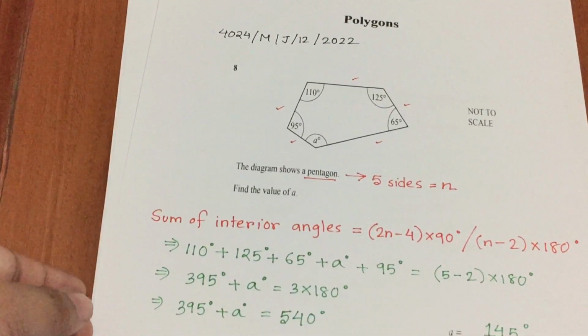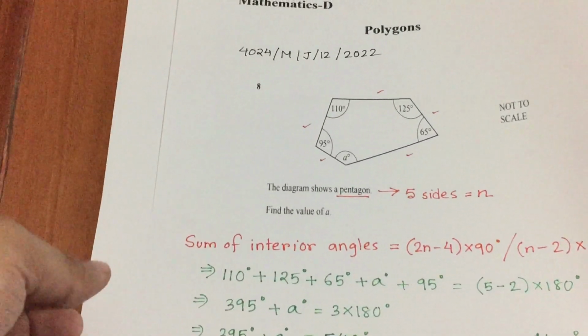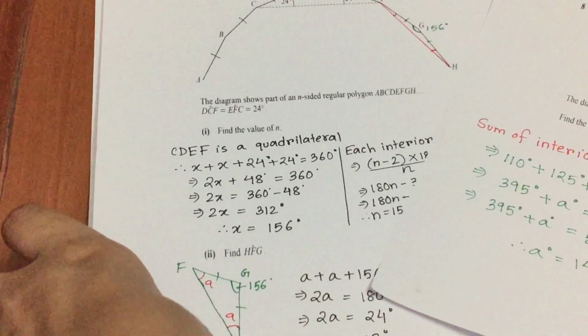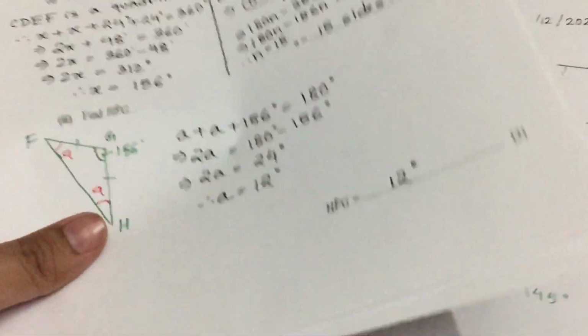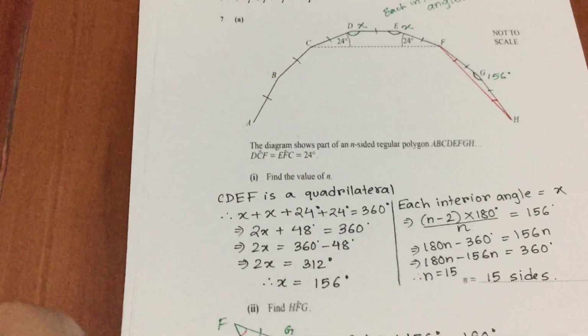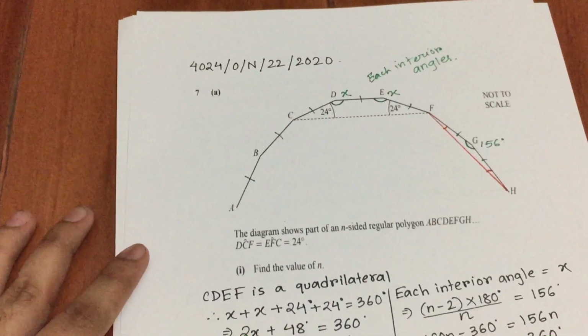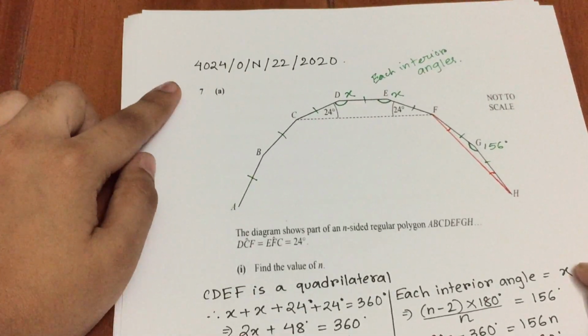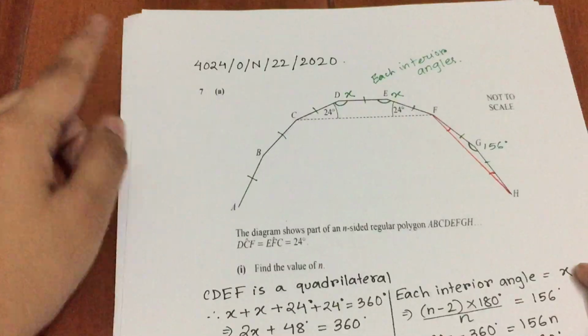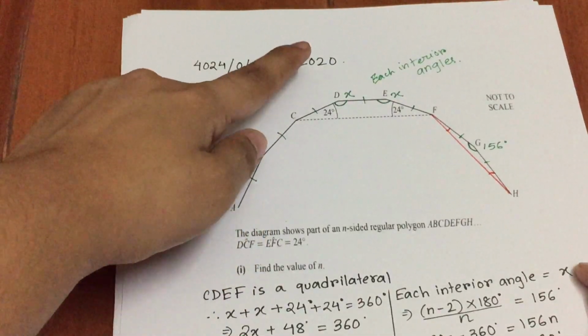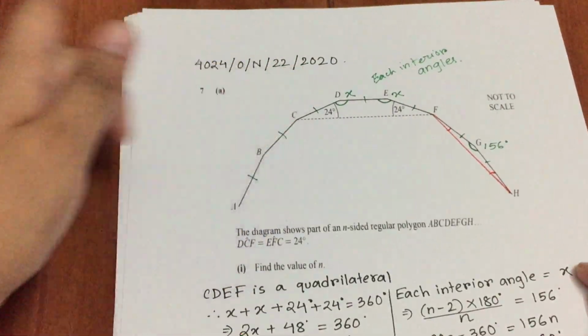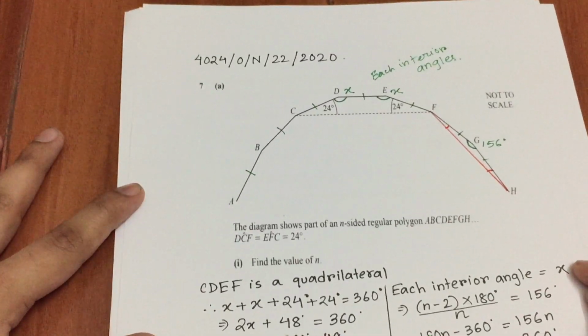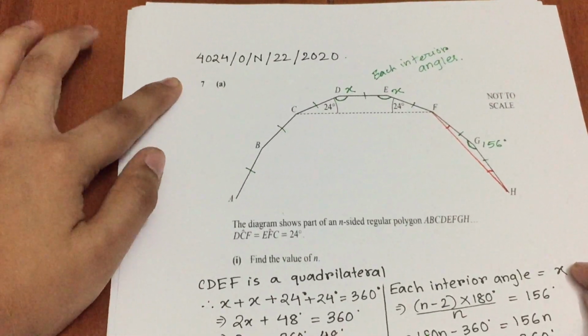Now let's move on to the second one. This paper is from 4024 October November. The variant is 22 and the year is 2020. So the question number is 7.